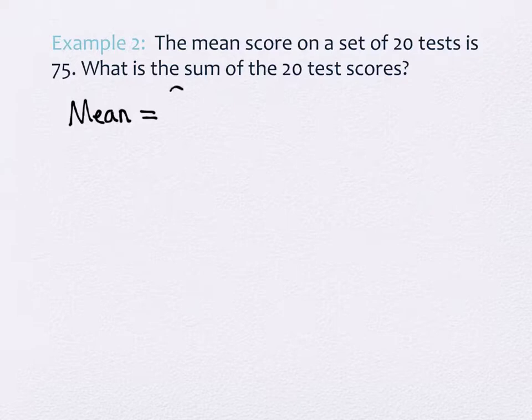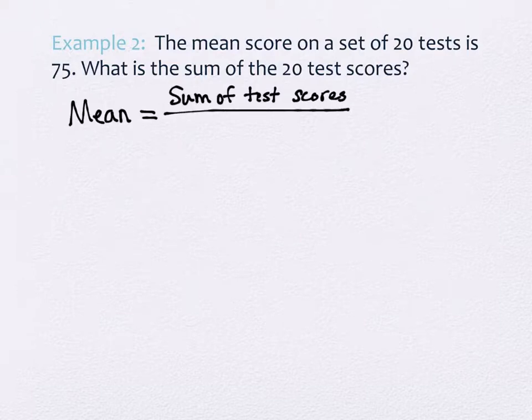Yeah, and that's called the sum. So it would be the sum of the test scores. Right? Like if I were given a list of 20 test scores, I would in the numerator add all the test scores together. And then what would I be dividing by?